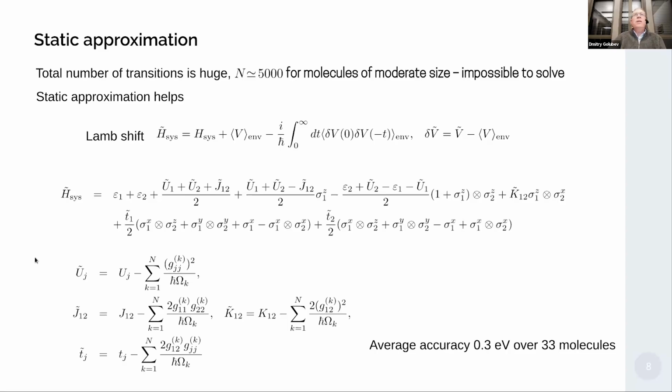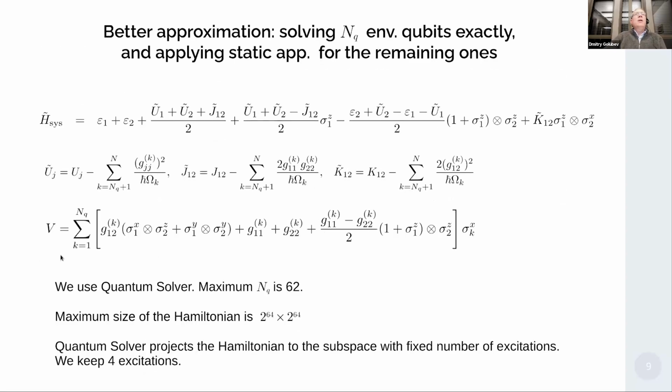How can one achieve that? One can do the following thing. Even though we cannot solve all qubits exactly, we can solve some of them. So we should sort the qubits and take those which are coupled to the system strongest.